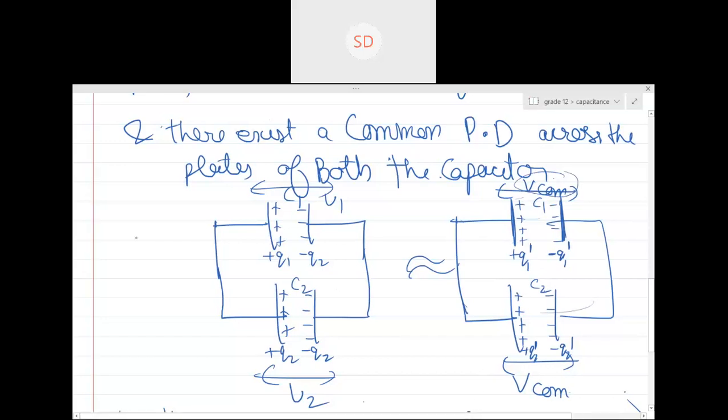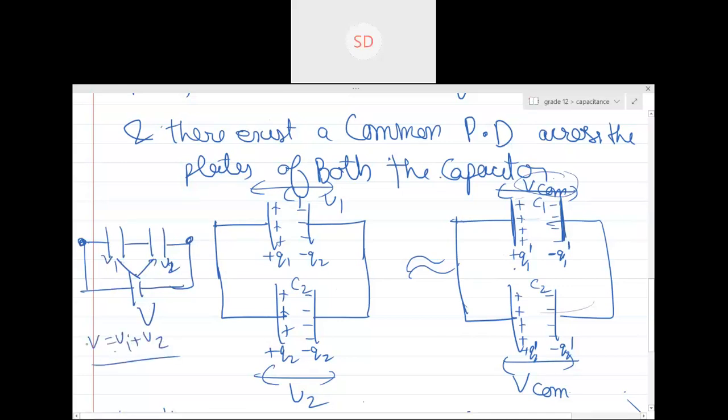Please remember the concept: in series the potential divides, so the potential difference across these two is V divided. This and this is completely different. So V1 plus V2 will be equal to V in that case. But here V1 plus V2 will be equal to 0. So whatever the potential difference across this, the opposite has to be maintained across this.